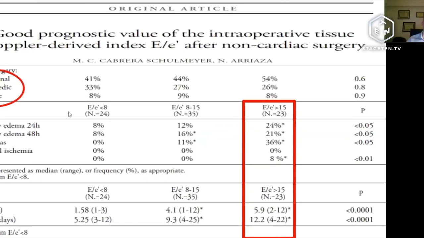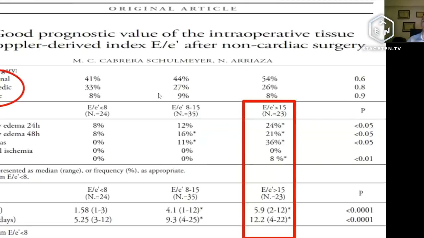They found that in patients undergoing abdominal, orthopedic, and urological surgery, they stratified the patient according to the E/E' ratio, which is a surrogate of left atrial pressure. This group has normal E/E'. This group is in the gray zone, and this group is really in a bad zone. The group with higher E/E' ratio has got an increase of pulmonary edema at 24 and 48 hours. It's got higher incidence of arrhythmias, higher risk of death, higher ICU days, and higher length of stay in hospital.